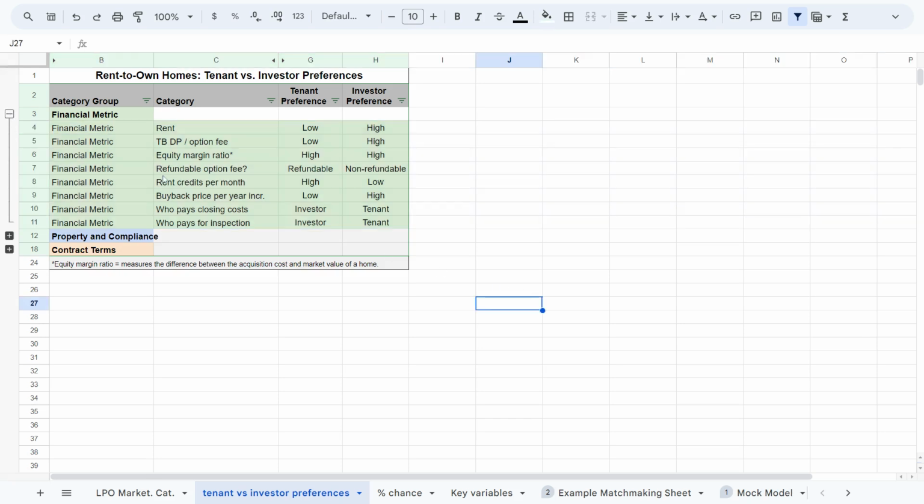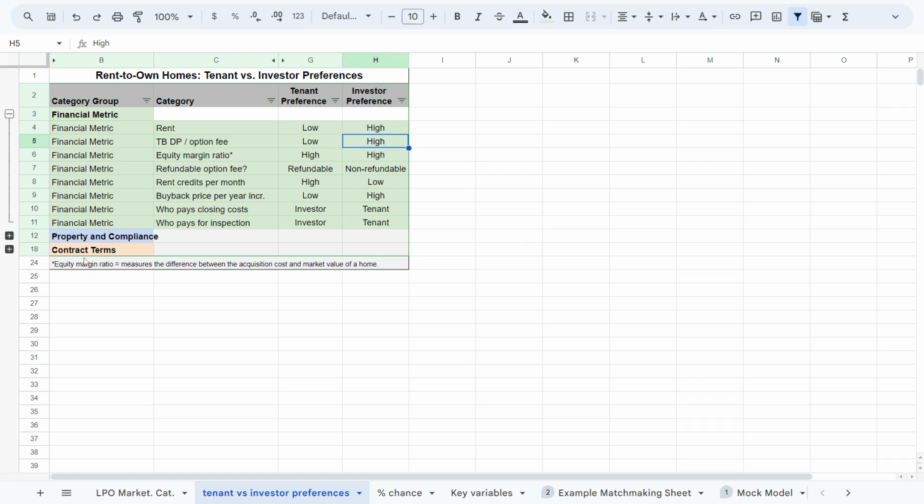So if we look at the financial metrics of rent, the tenant buyer down payment or option fee, the equity margin, the refundable option fee, rent credits, the buyback price, who's paying closing costs and inspections. So looking at these one by one, what does the tenant want? The tenant wants the lowest amount of rent. The investor wants the highest amount of rent. The tenant wants to put down the lowest option fee. The investor wants the tenant to put down the highest amount.